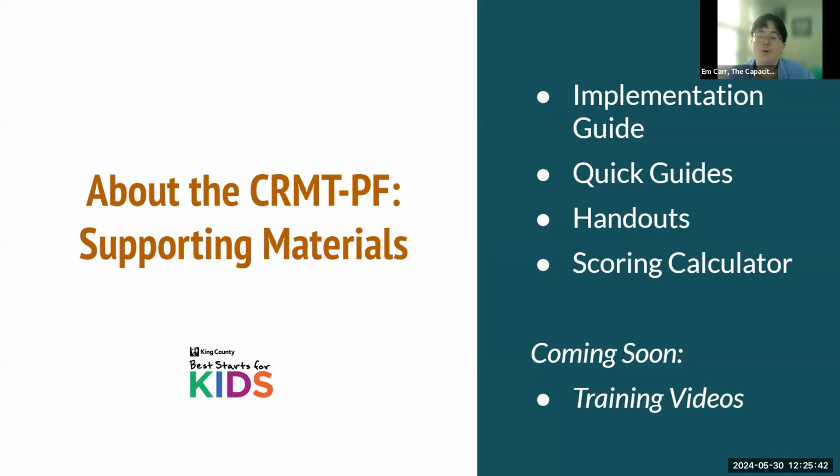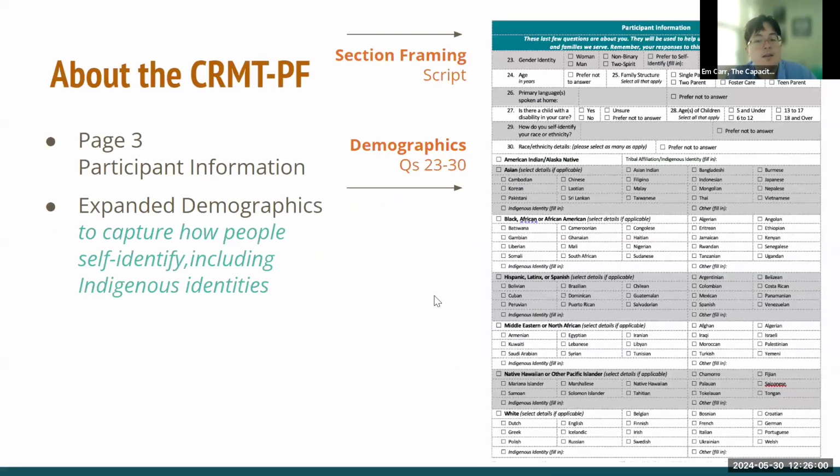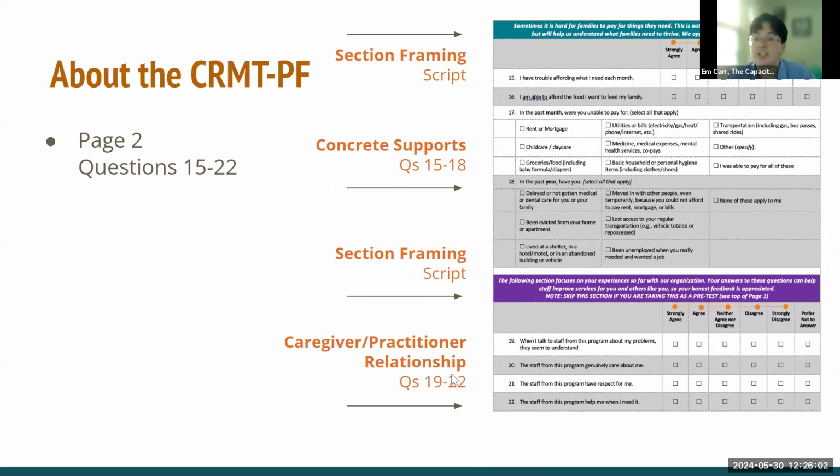I will say, based on my time doing data capacity building support for organizations and working with families on demographics related to that, one section in the CRMT-PF, let me go back a little bit, does ask about the caregiver practitioner relationship. That's one of the protective factors. So something to consider is that if you're having the home visitor that works with that family administer this survey to them conversationally, it might feel a little awkward for them to ask them these questions, right?